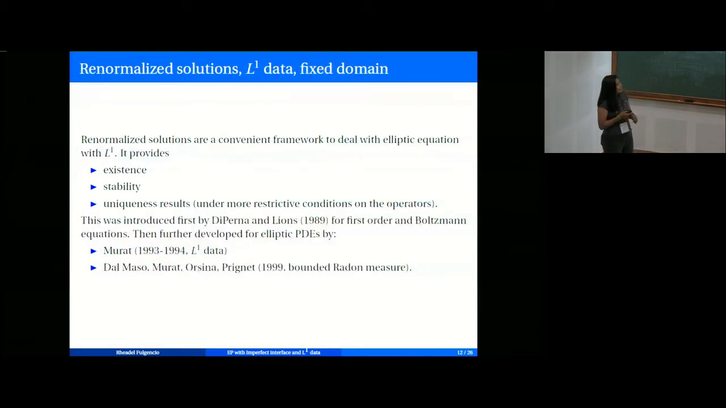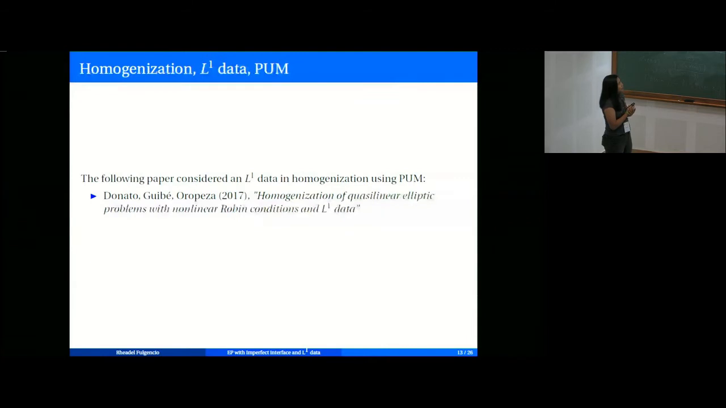And this framework gives us existence, stability, and uniqueness. But for uniqueness, we have to give more conditions on the operator. For the combination of renormalized solution and the periodic unfolding method in homogenization, I only know of one paper that did that, which was Donato, Gaudiello, and Oropeza in 2017. And this was done in a perforated domain, the one with holes.